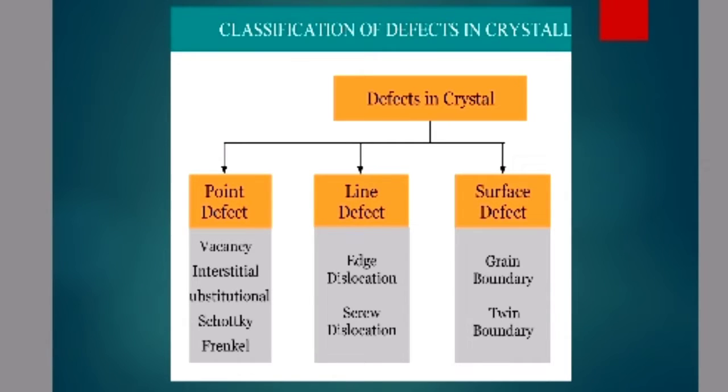This table clearly classifies the defects in a crystal. The major categories are point defect, line defect, and surface defect. Point defects are further categorized as vacancy, interstitial, substitutional, Schottky, and Frenkel. In line defects, there are edge and screw dislocations. And surface defects are categorized as grain and twin boundaries.